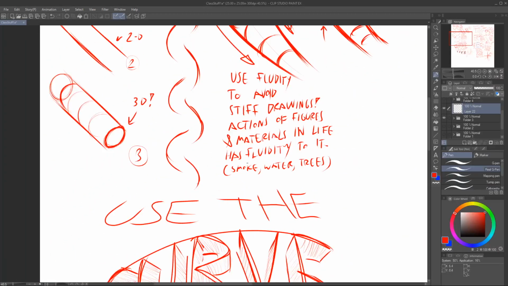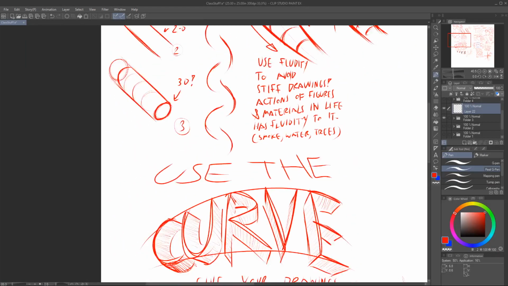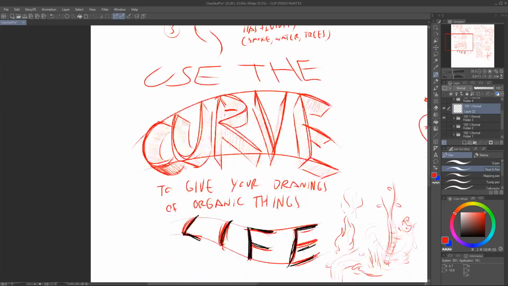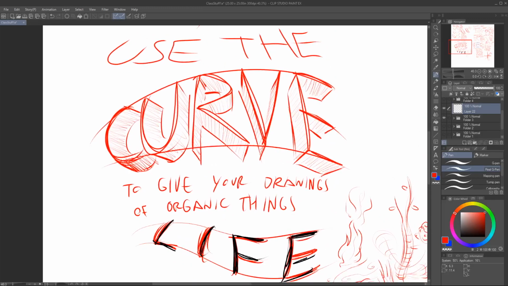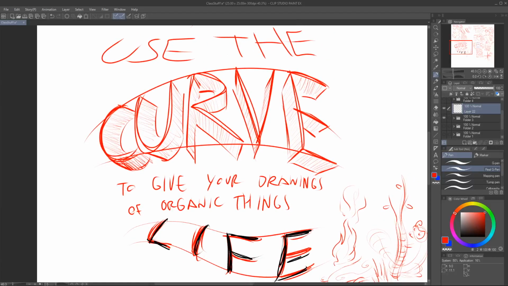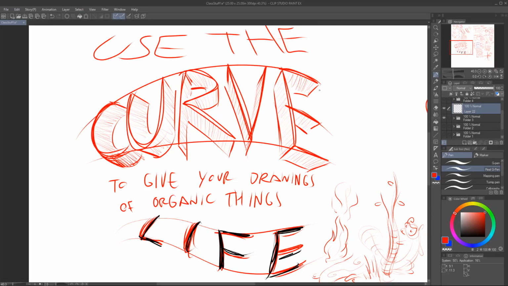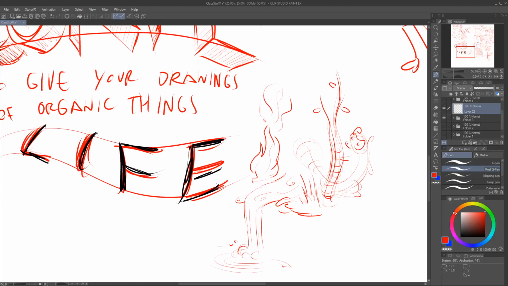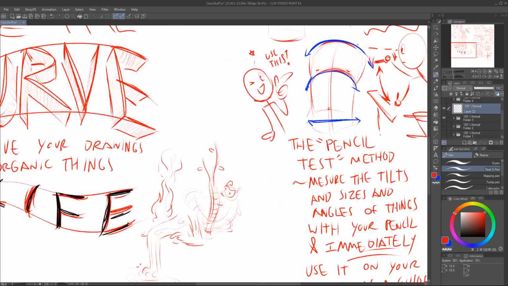Use fluidity to avoid stiff drawings. Actions of figures and materials in life have fluidity to them, like smoke, water, trees, and so on. And this is a key principle that you guys want to memorize. Use the curve to give your drawings of organic things life. And here's a little doodle I did of things in nature: animals, trees, fire, smoke, water, grass, whatever.